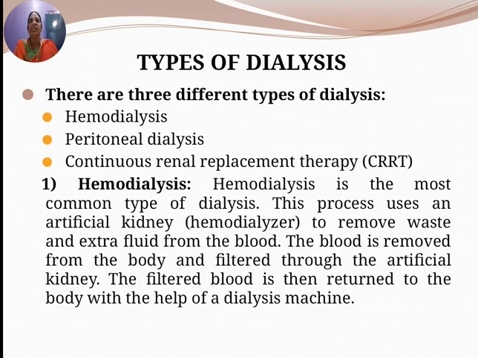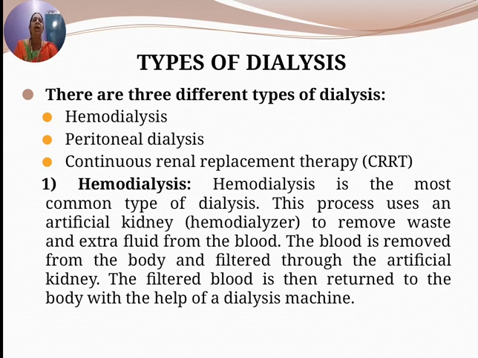Types of dialysis. There are 3 different types of dialysis: hemodialysis, peritoneal dialysis, and continuous renal replacement therapy, which is called CRRT.